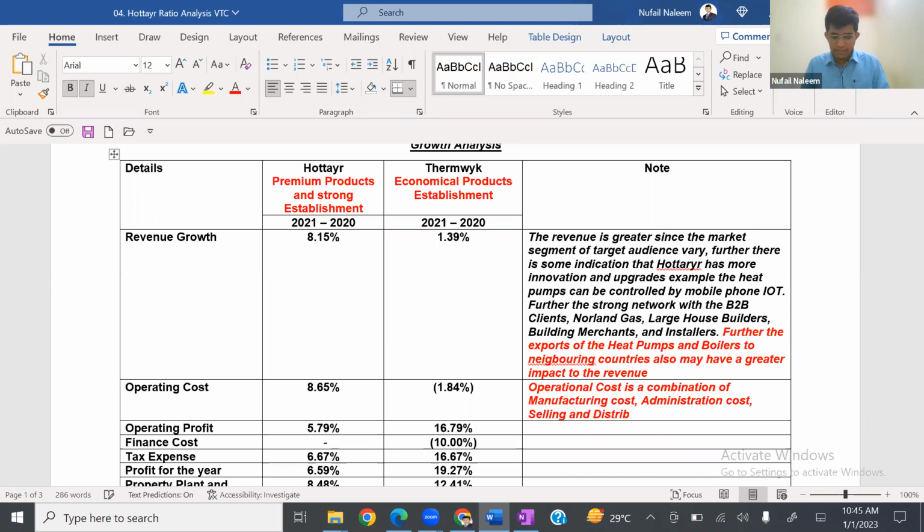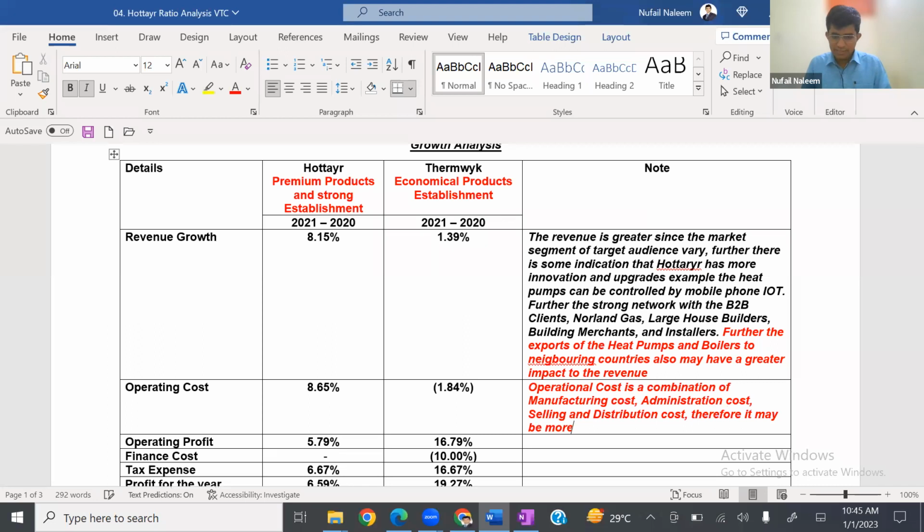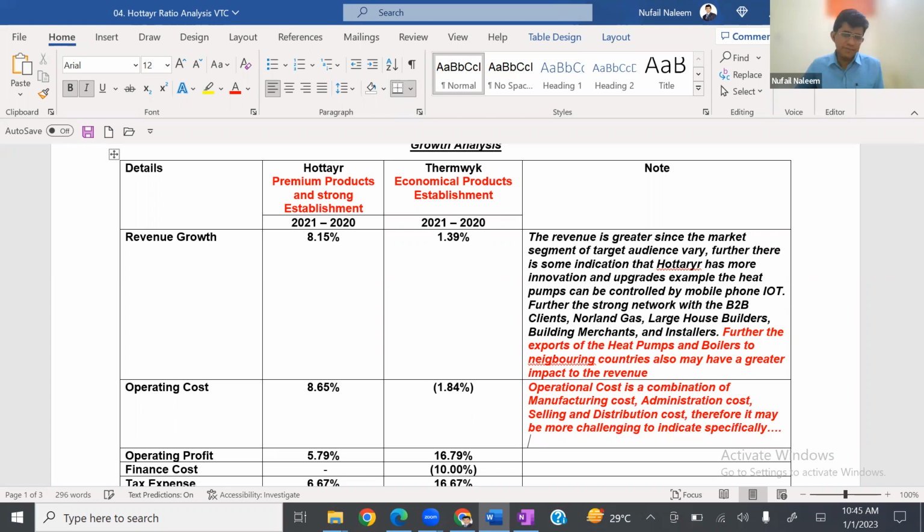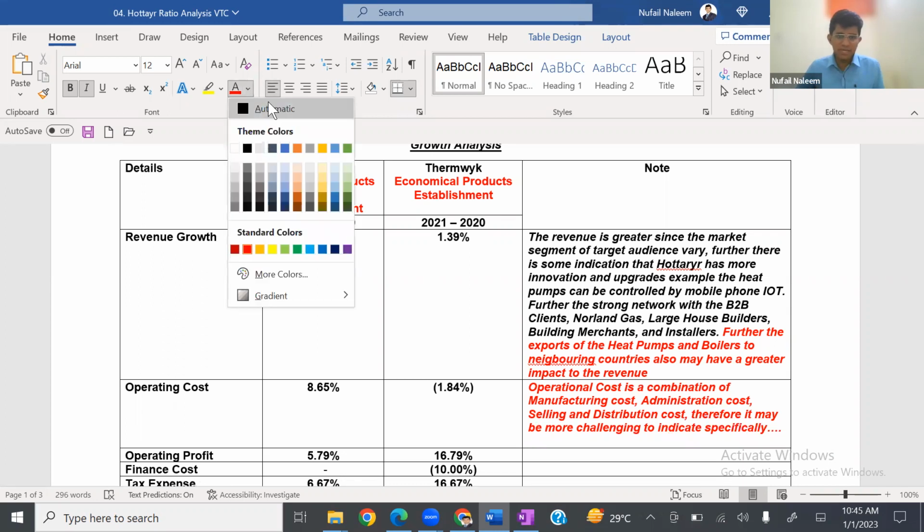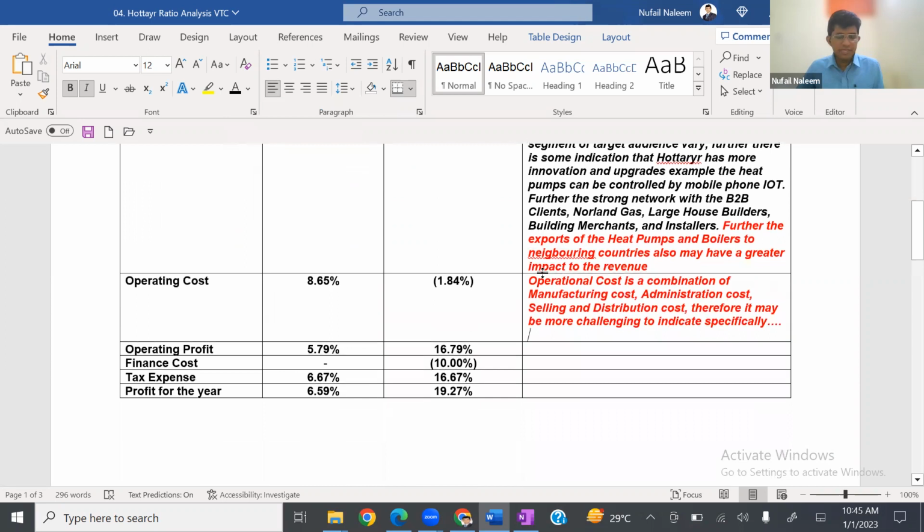Yes or no, students? Yes, sir. So many costs are involved, so understand it very clearly. Therefore, it may be more challenging to indicate specifically. Correct, no, students? We cannot specifically say what has happened, but we can do some generalizing. That is the major point here. Now, if you see, it's 8.65 and 1.84.